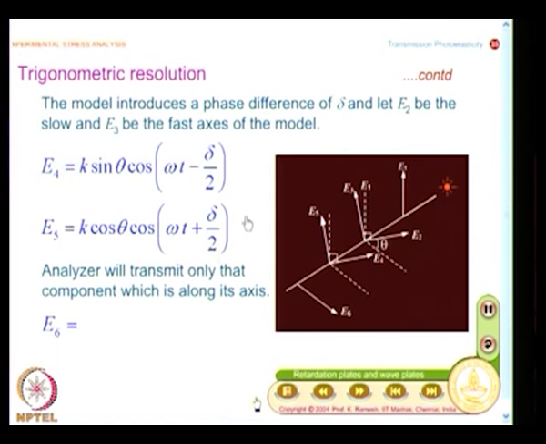So, do you understand the way that we go about writing the changes in the light vector as it passes through different elements of the polariscope? We start after the polarizer. When it hits the model, we do not look at it as one plane; we look at it as hitting the model at the front surface and leaving the model at the other surface.